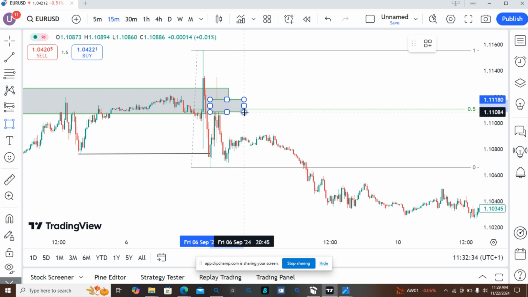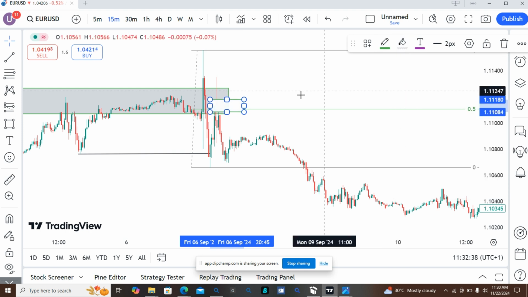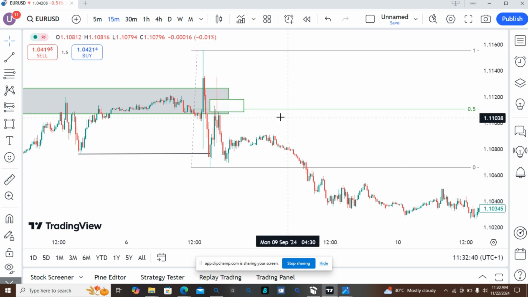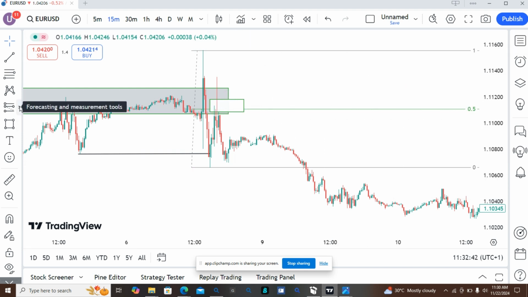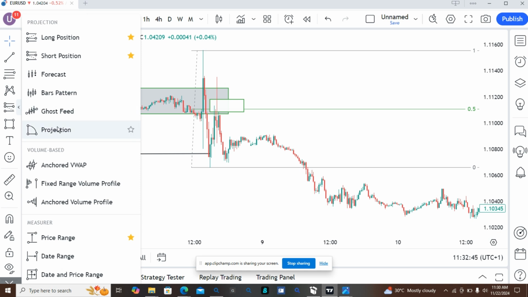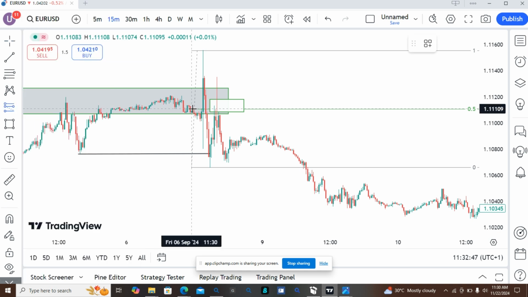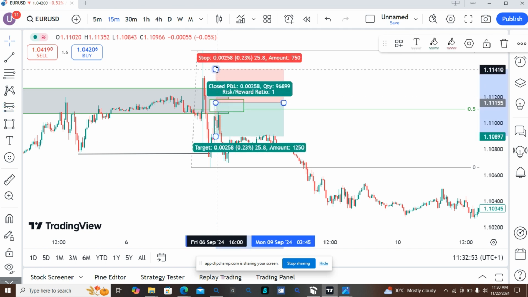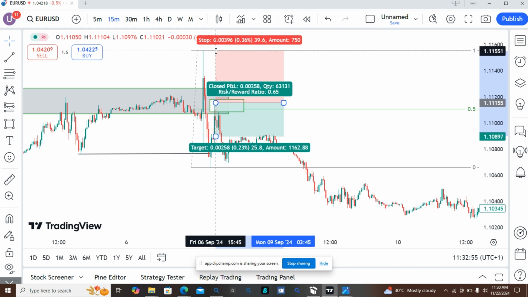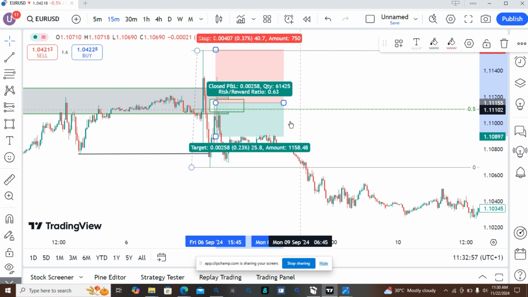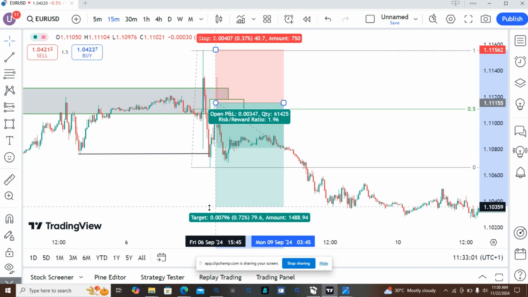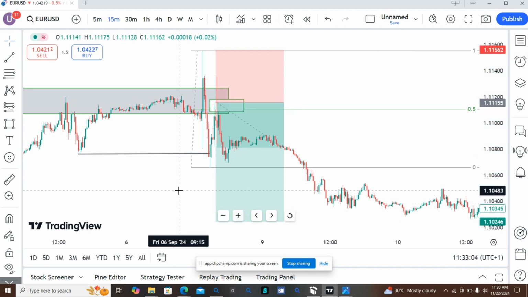You take this sell. Immediately price comes in there, you take your sell in this zone. Your stop loss will be a little bit above this zone. This is your stop loss, and your take profit will be where this retracement started. Let me do it so that you see it properly.